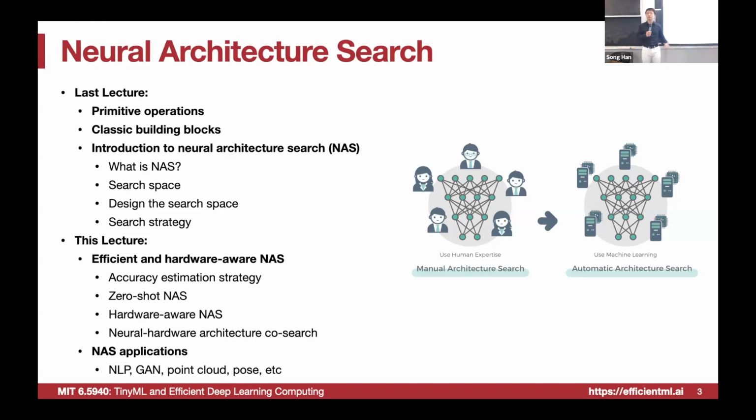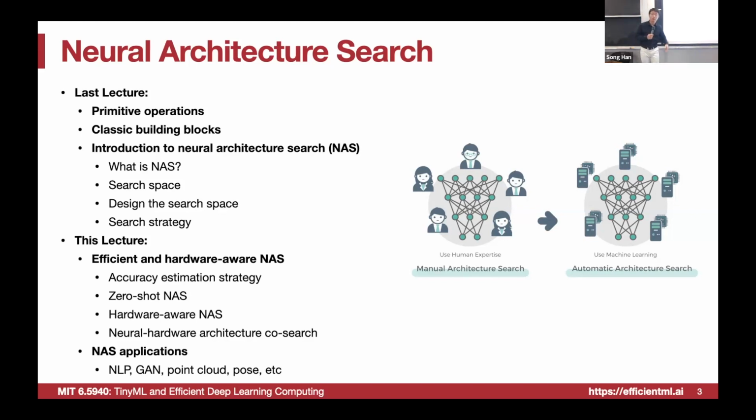Hardware-aware NAS: how to search an efficient architecture, making sure the model we find runs fast on the target hardware platform. So this is efficiently searching an efficient architecture. And we can further open the design space, not only designing the neural architecture, but also the hardware architecture that accelerates the customized neural architecture. So we'll talk about neural hardware architecture co-search.